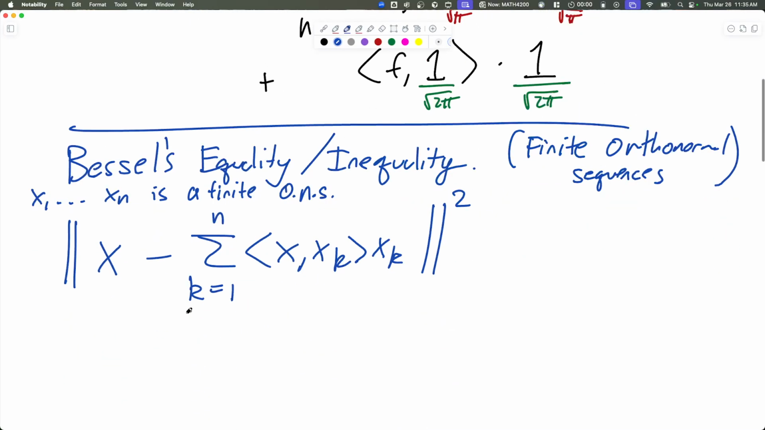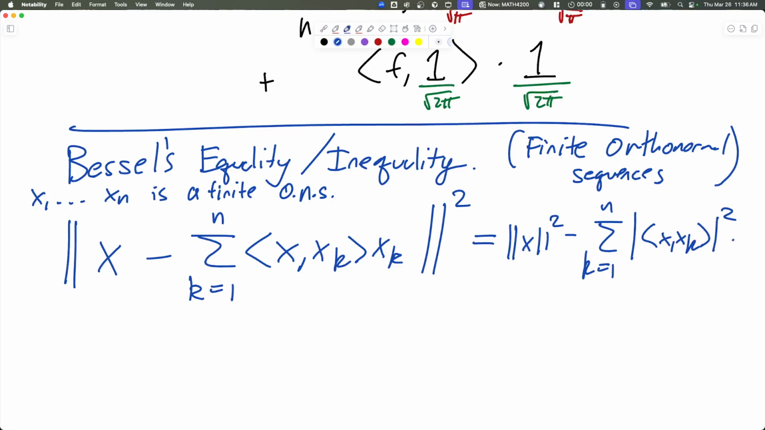How far away would you be, right? The norm squared tells you how far away you would be. And the theorem says that this equals, okay, let me get the actual statement of the theorem so I don't botch it. The theorem says this thing equals the norm of x squared minus the sum of k equals 1 to n of these inner products, xk squared.